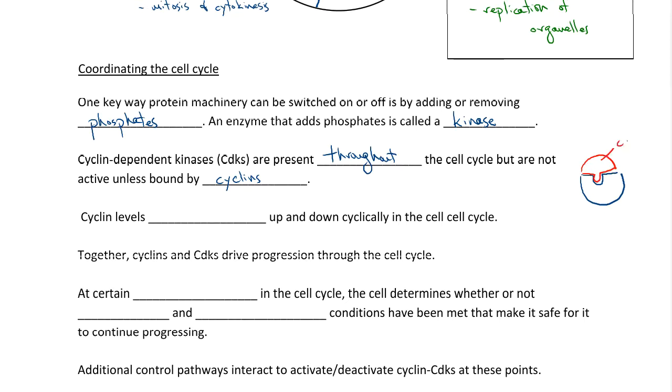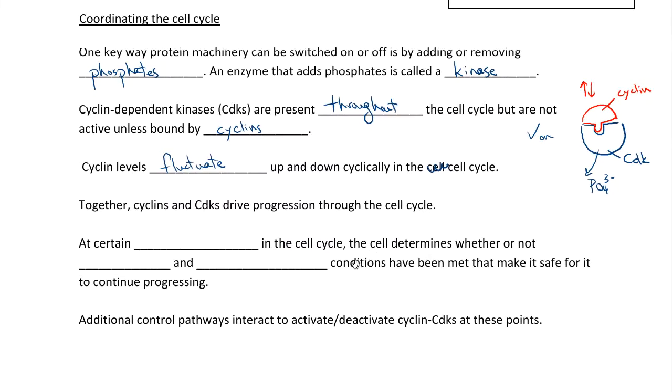So this is a cyclin, and this is a cyclin-dependent kinase, and right now it's on, and then it can add phosphate groups to other proteins, switching them on. Cyclin-dependent kinases, the bottom part, are present all the time, but the cyclins themselves are fluctuating up and down throughout the cell cycle. Cyclin levels fluctuate up and down cyclically in the cell cycle.